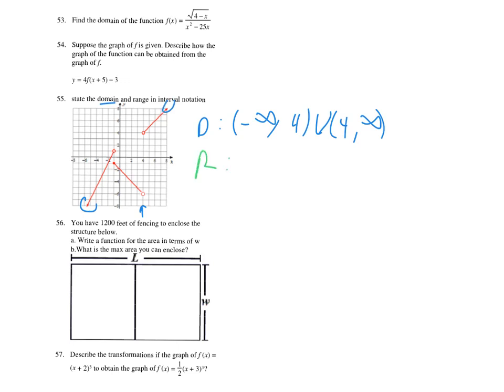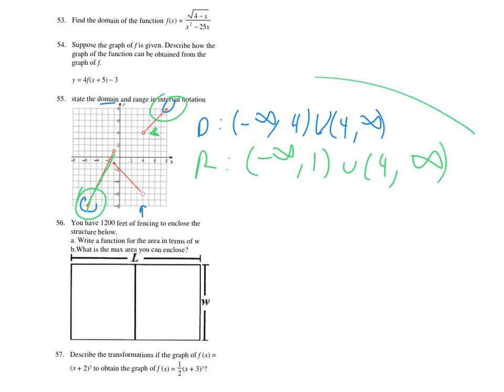Now for the range, it goes down forever. Once again, you can see there, so we'll start at negative infinity. And then it looks like every y value is represented until we get to 1, and it stops just short of 1, so I'm going to use a parenthesis there. And then it does start back up again at 4, but once again, not included. And then it goes up to infinity after that.